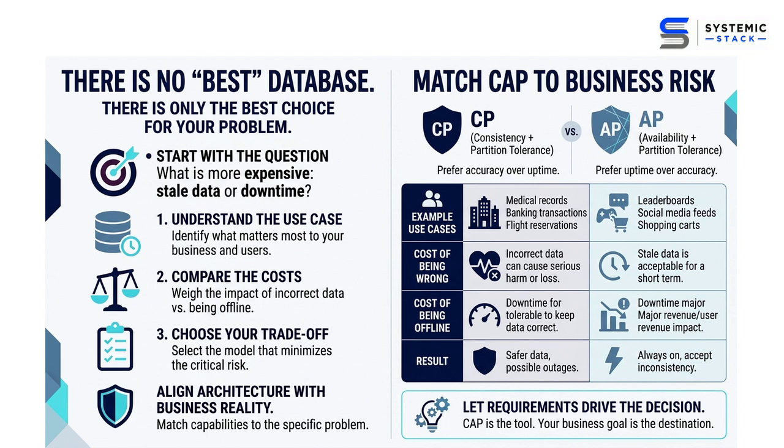In an interview, the key is to show you can map these technical trade-offs back to business requirements. The failure mode of ignoring the business context is over-engineering a system that's either too slow or too unreliable for what the users actually need. Always start with the requirements, then use CAP to justify your architectural path.